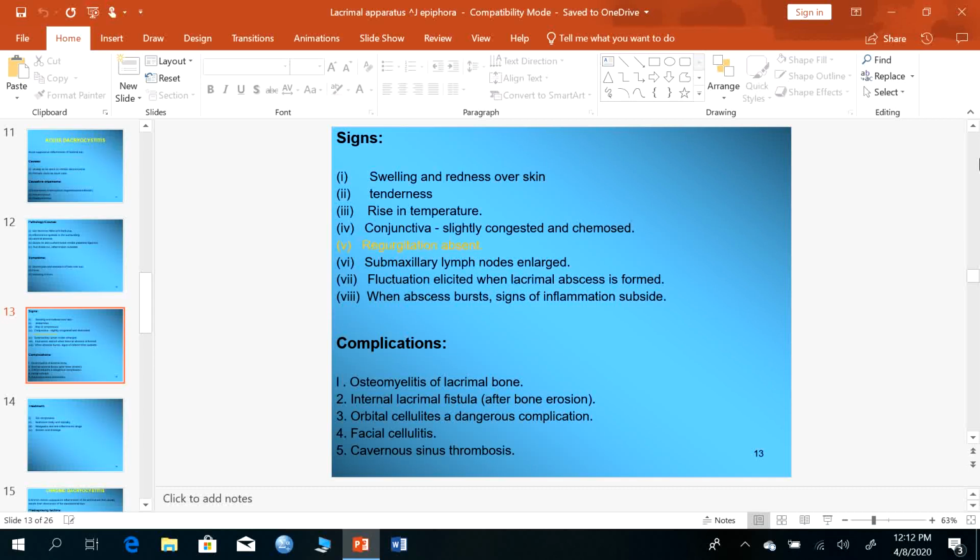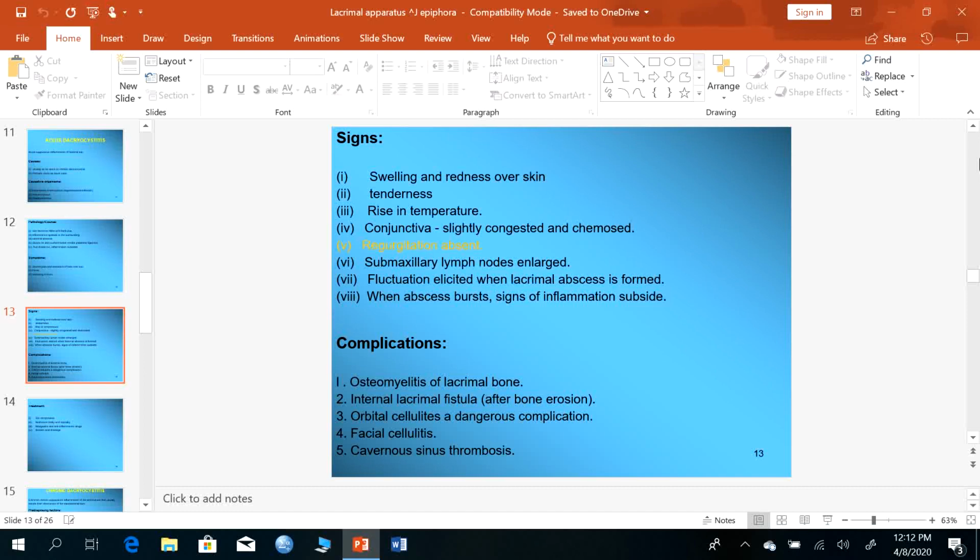Signs of acute dacryocystitis are swelling and redness over the skin on the medial side of the nose and lids, and tenderness. Usually the patient suffers from fever. The conjunctiva is congested and chemosed. If you press over the lacrimal sac, there is no tear regurgitation seen through the punctum. As there is inflammation or infection, the preauricular and submandibular lymph nodes are involved and there is lymphadenopathy. On palpation, if the patient allows, fluctuation is seen, which is a sign of pus formation.